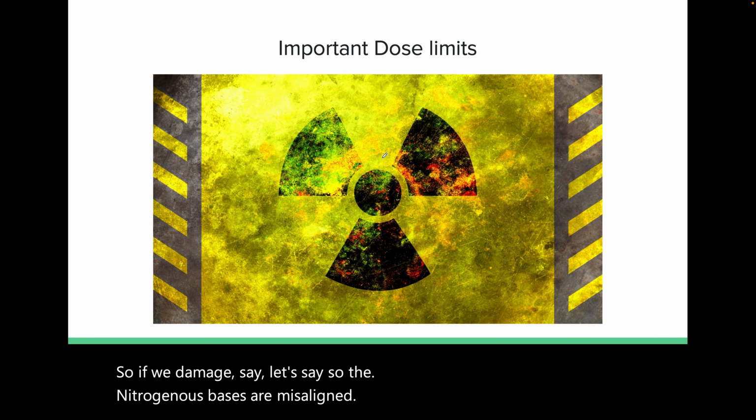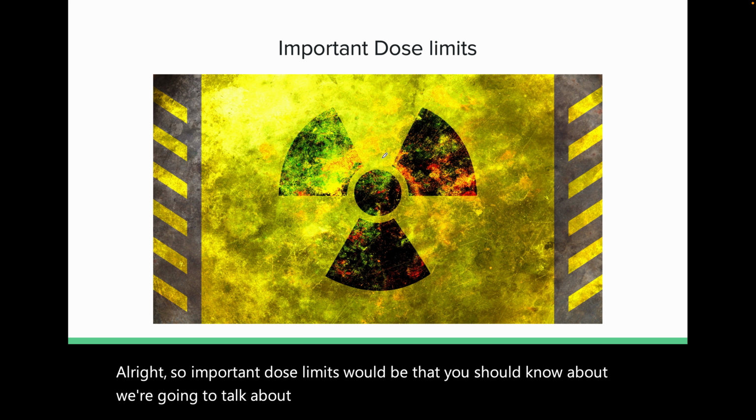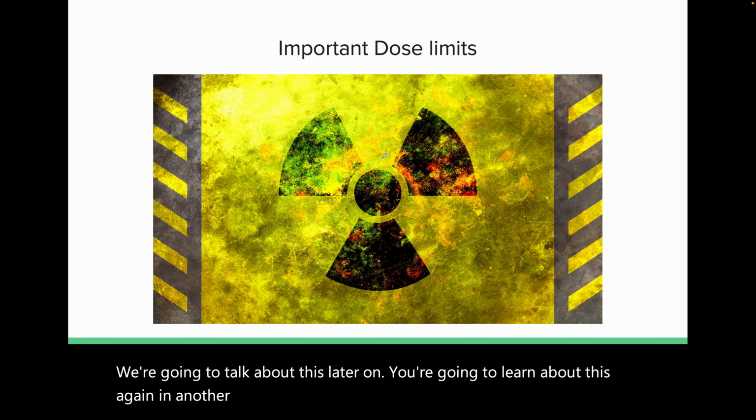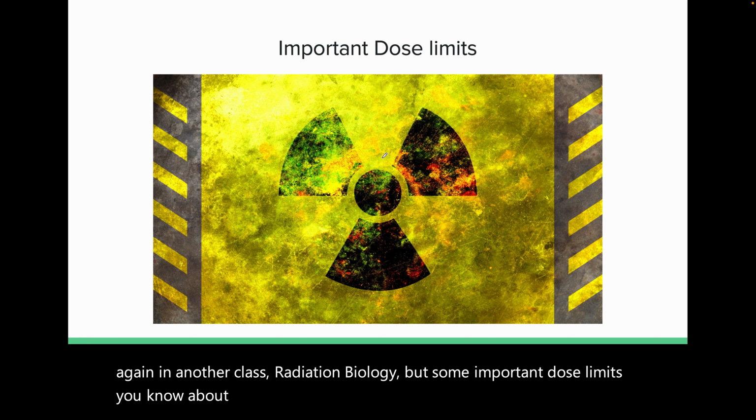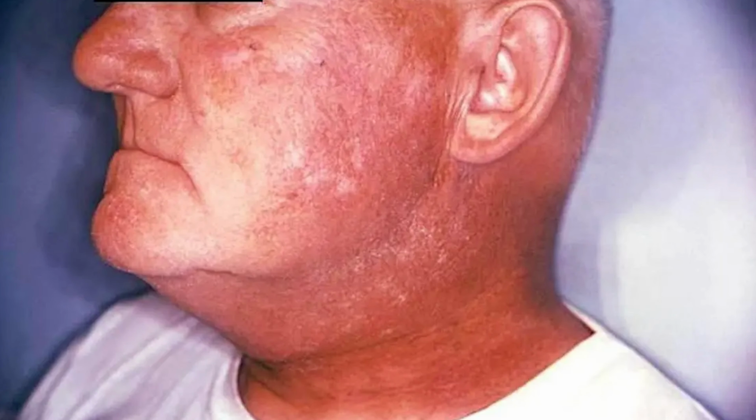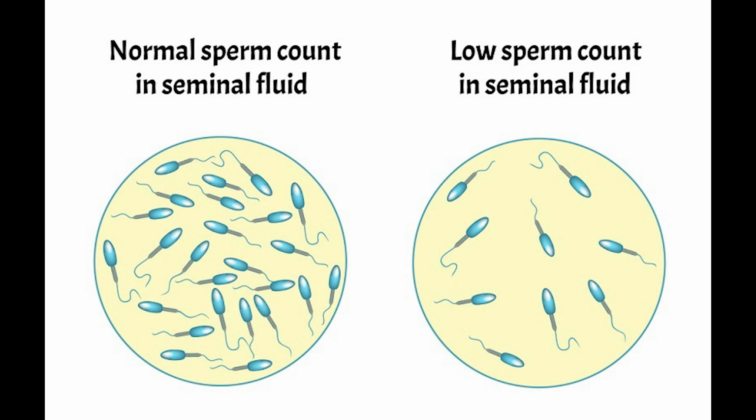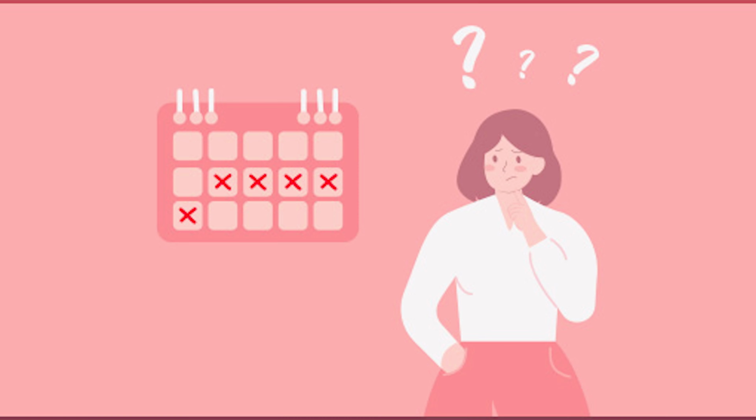All right. So there are important dose limits that you should know about. We're going to talk about this later on, and you're going to learn about this again in another class, radiation biology. But some important dose limits you should know about: 2 gray absorbed dose can cause skin erythema within 24 to 48 hours, and 0.1 gray of gonadal dose can cause decreased sperm count or delayed menstruation.